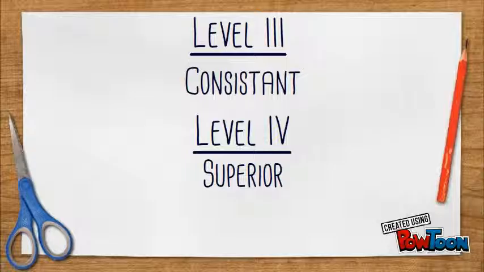And then you have the highest level, level 4, which means that they are superior. They are performing at a higher level that is clearly beyond what is required to be proficient.